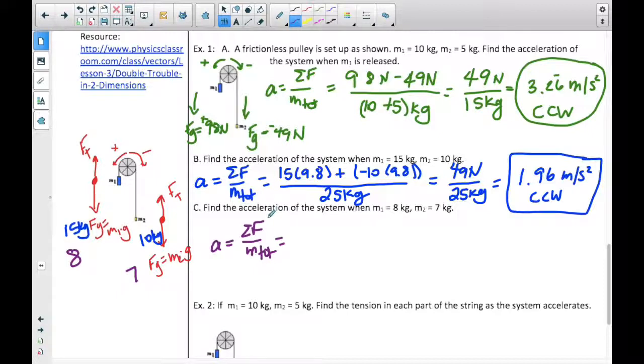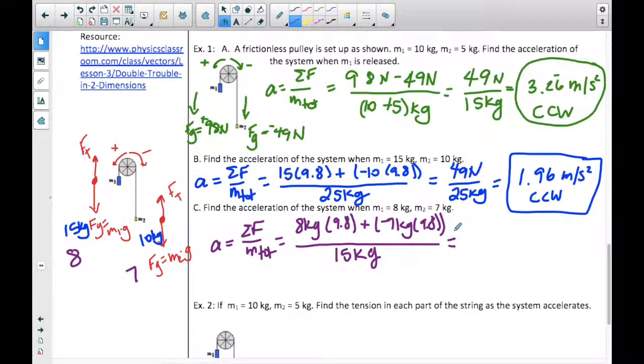Okay, let's continue on with our math here. So this time we have 8 kilograms times 9.8, and we have negative 7 kilograms times 9.8. Our total this time is 15 kilograms again. So in the numerator, this time our difference is only 9.8 newtons, and our denominator still has 15 kilograms. And so this time our acceleration is 0.65 meters per second squared. If you want to put a 3 on that, you could, 0.653.